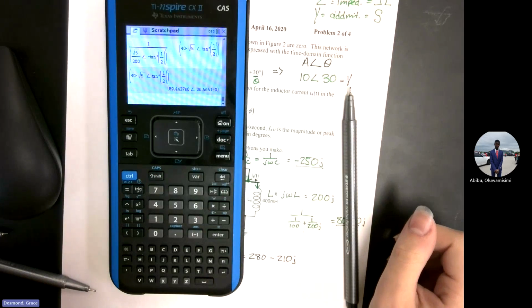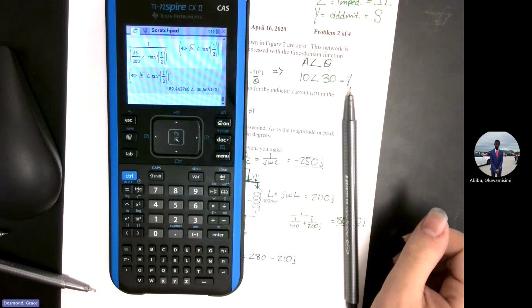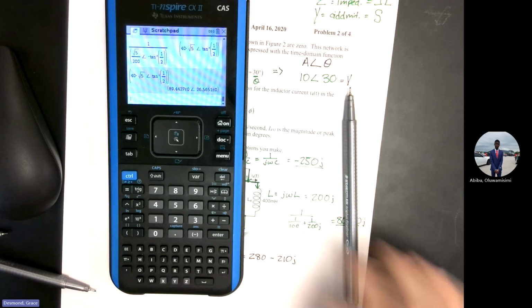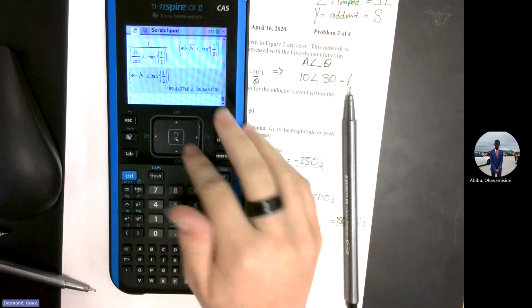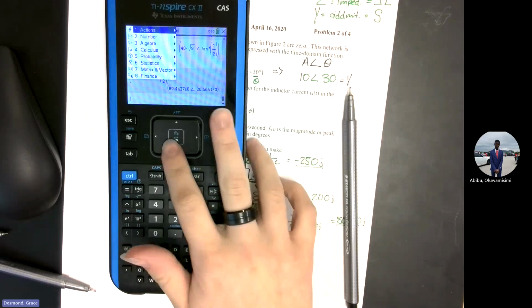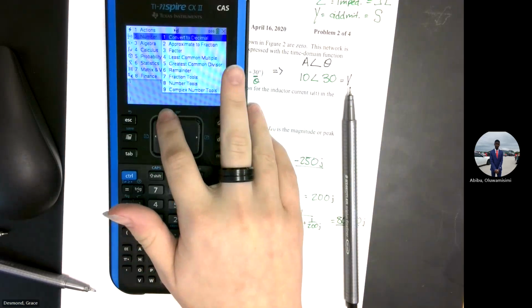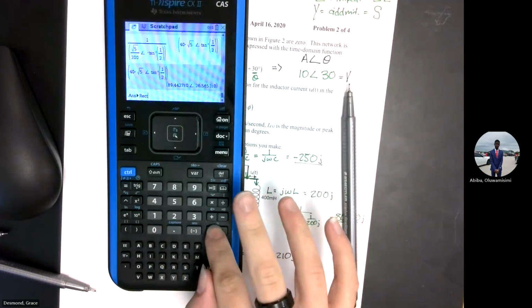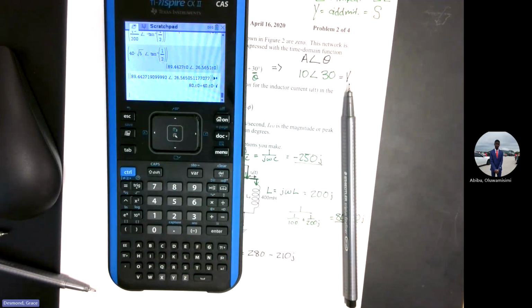I think it's rectangular. Yeah, I got 80 plus 40. And you did the one divided by it? You might have to convert it to rectangular. Yeah, this is in phase angle. Oh yes, I bet. There we go. Okay, cool. So there we go.